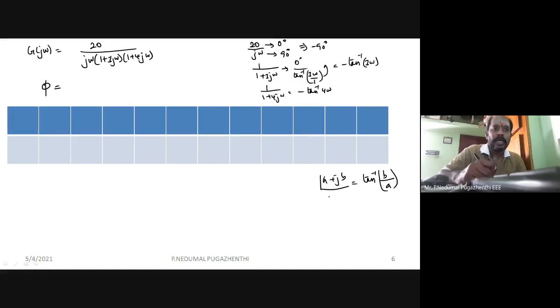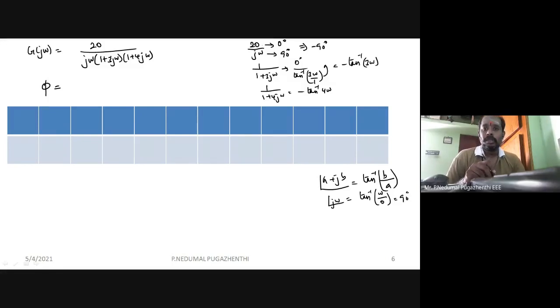If you have angle of j omega, angle of j omega is what? Tan inverse of, imaginary is omega, real is 0. So you will get tan inverse of infinity. What is tan inverse of infinity? 90. Same way, 1 plus 3 j omega: the imaginary part is 3 omega, real part is 1. So it is going to be tan inverse of 3 omega by 1. So I hope that you understand the problem.